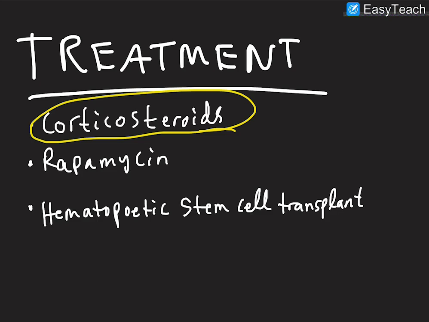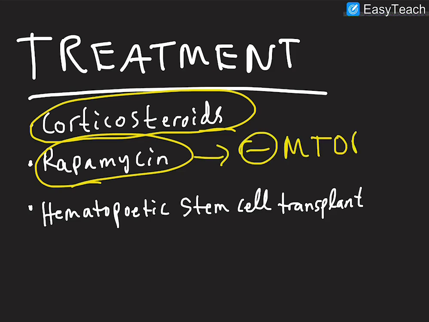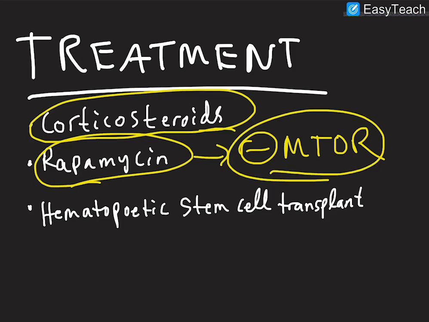So corticosteroids is one, then rapamycin. What does rapamycin do? It inhibits the mTOR pathway. Remember, the mTOR pathway is really important for cell growth, proliferation, and survival. But we don't want these self-reactive T cells to continue to grow, proliferate, and survive. So if you give rapamycin, that can inhibit mTOR in these self-reactive T cells, which will block their proliferation and survival. So that's what rapamycin does: it inhibits the mTOR pathway.